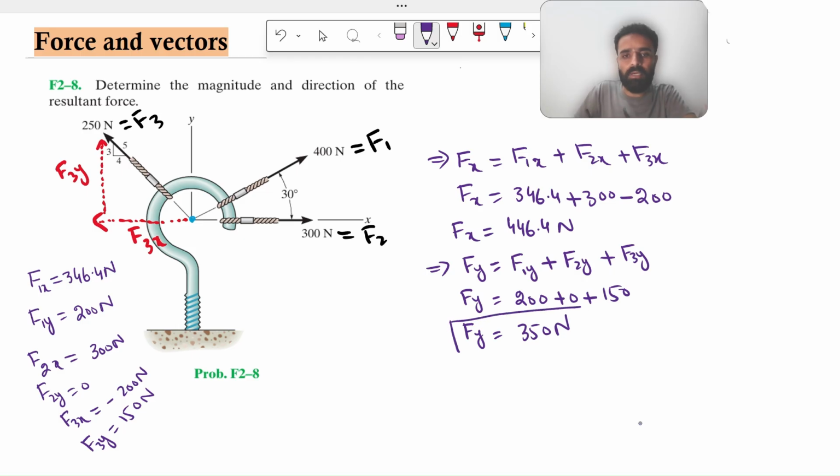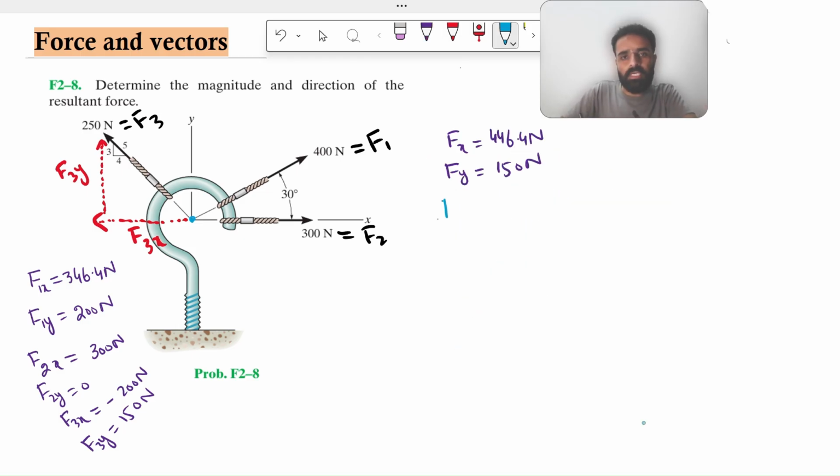So remember these two values, as we know that the magnitude of the resultant force is equal to the square root of Fx square plus Fy square. This is the formula of the magnitude of the resultant force. We found the value of the Fx and Fy. So we will be just putting all the values in this formula. So we will get the value of the resultant force.